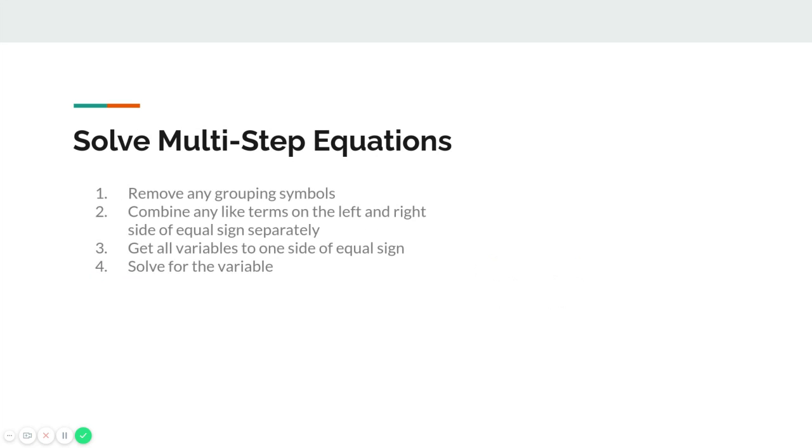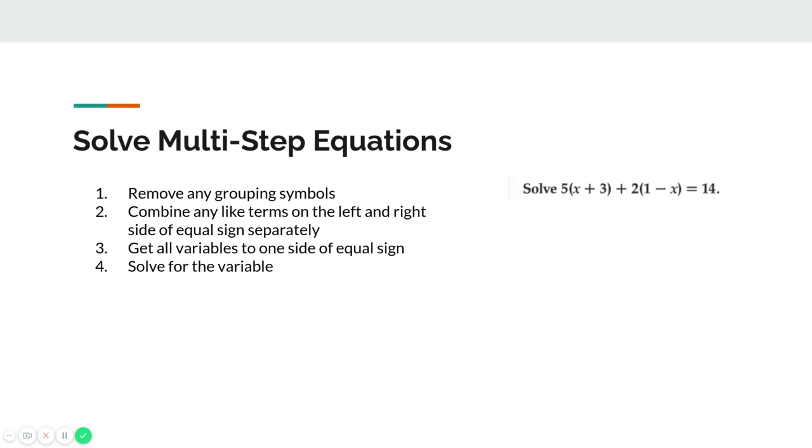Multi-step equations. There's some steps I'd like to bring up here. First, usually what we have to do with multi-step equations is if there's any grouping symbols, so I'm talking about brackets or parentheses, we need to get rid of them. Use the distributive property to get rid of them. And what ends up happening is that you're going to have a bunch of terms there. We need to combine those like terms on the left side and do them separately on the right side. Step 3, we will have to get all the variables to one side of the equal sign, whether it's the left side or the right side, doesn't matter. And 4, finally solve for the variable.